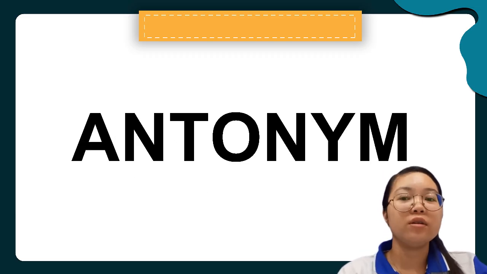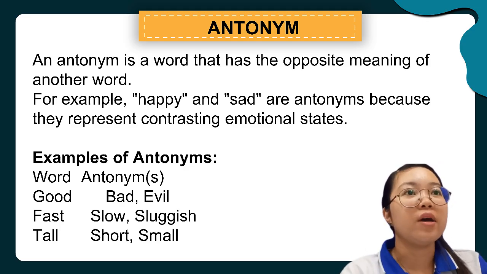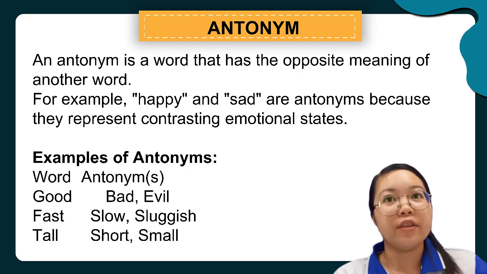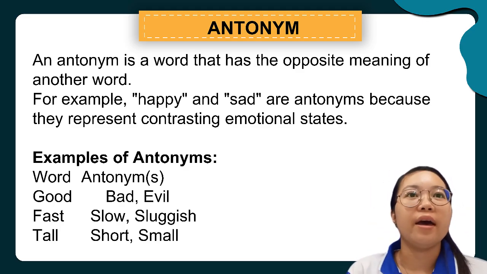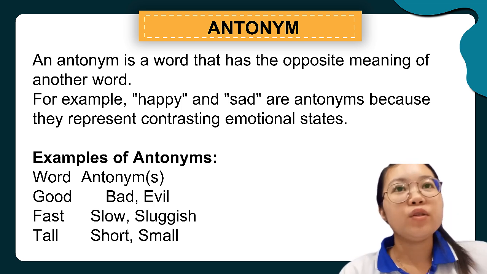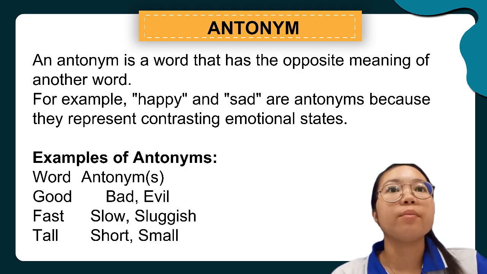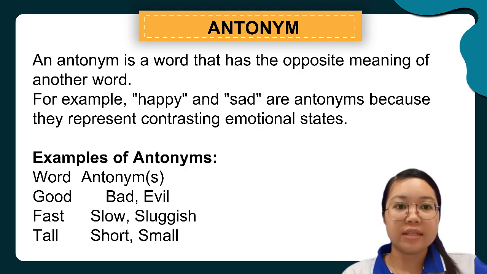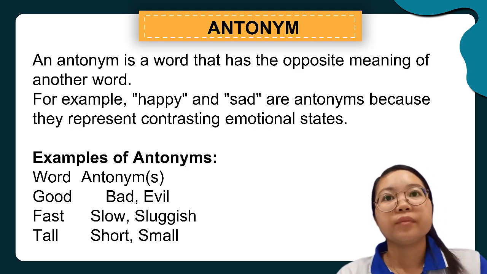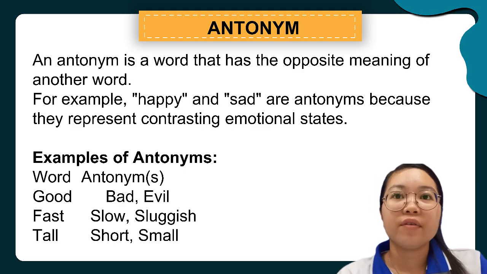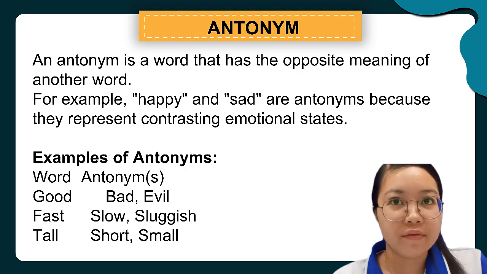So what are antonyms, class? An antonym is a word that has the opposite meaning of another word. For example, happy and sad. Happy is the antonym of sad because they represent contrasting emotional states. So here are the examples of antonyms. The first word is good. The antonyms of good are bad or evil.